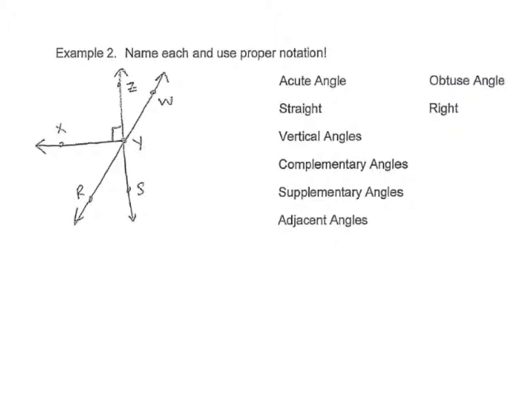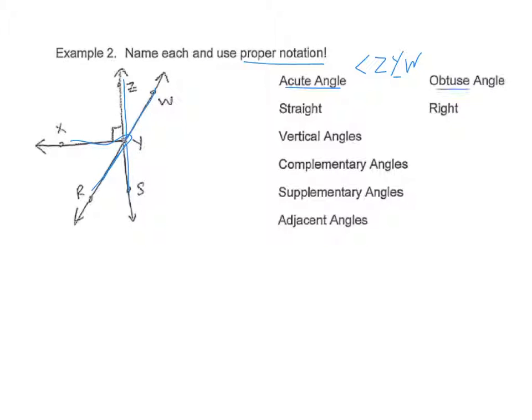Name an example of each and use proper notation. So in an acute angle, we're looking for an angle that's less than 90. So I'm going to use angle ZYW. Y is the vertex, so it goes in the middle. You could also say RYS, XYR. There's actually a few.